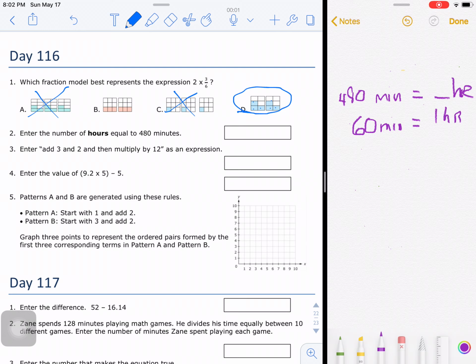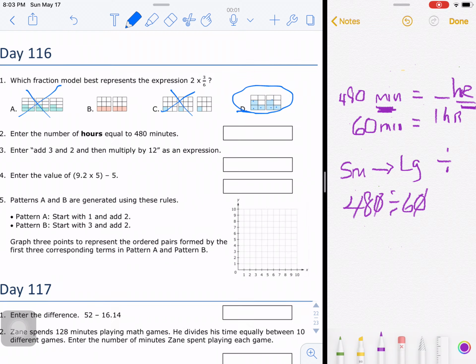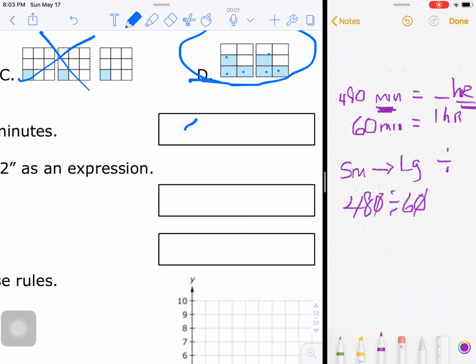And I know that when I have a smaller unit of measure going to a larger unit of measure, smaller to larger, I'm going to divide. So I will take 480 divided by 60. And I know from my basic math facts that 48 divided by 6 is 8. So 480 divided by 60 would be 8. And in this case, we see that 480 minutes is 8 hours.